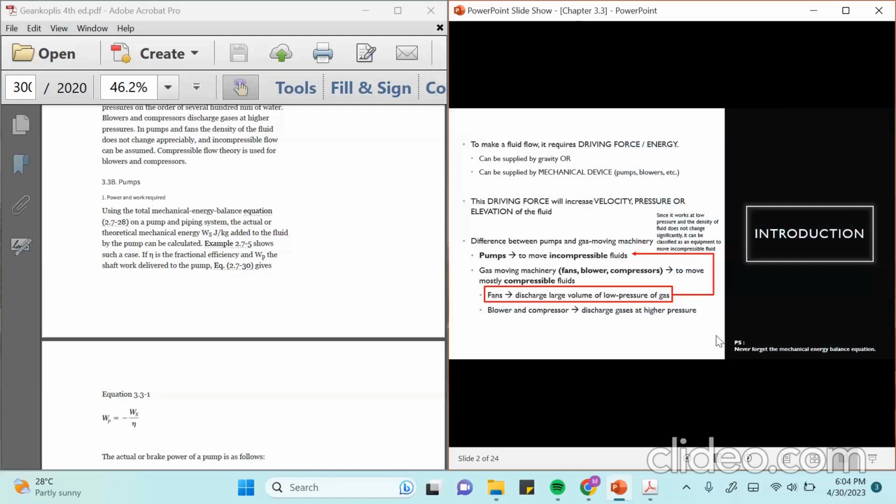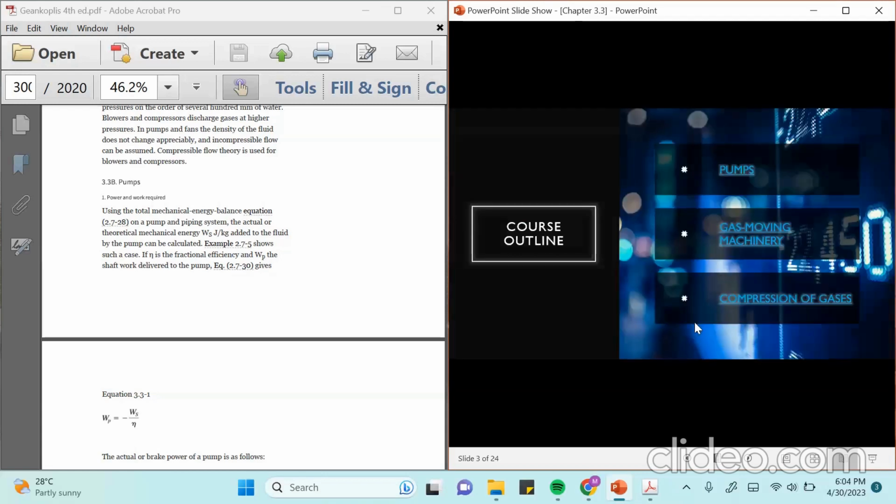Okay. So I put this note, PS, never forget the mechanical energy balance equation from chapter 2. Why? Because we will use this equation a lot in the subchapter. Okay, so the course outline will be divided into 3. First is pumps, second is gas moving machinery, the third is the compression of gases.